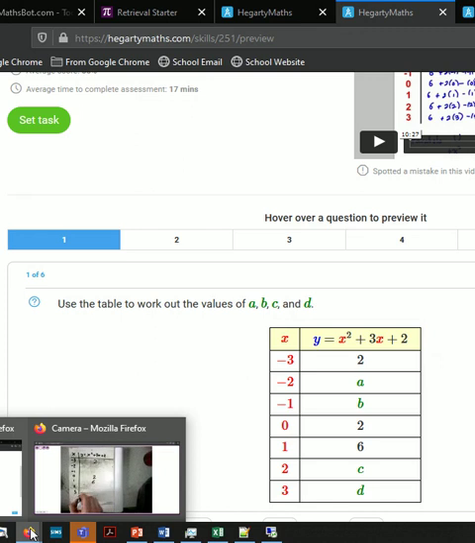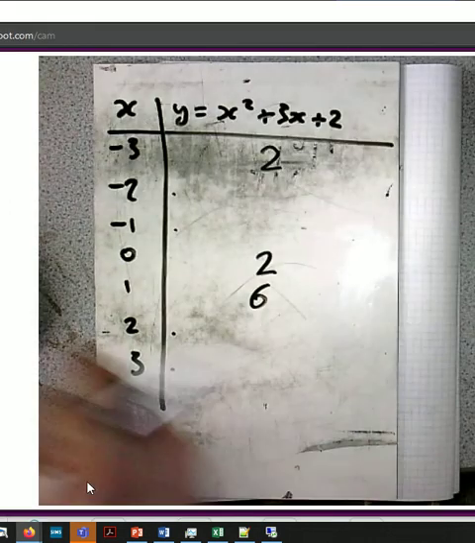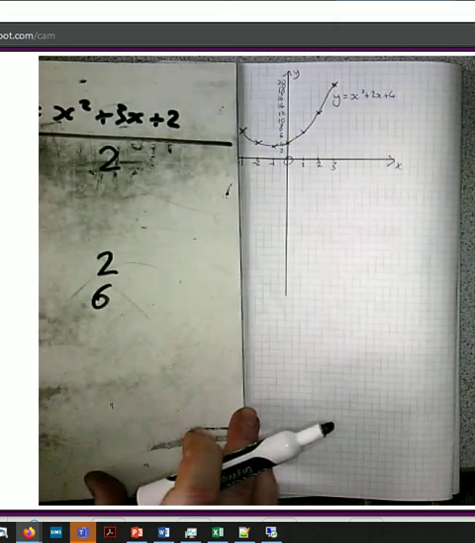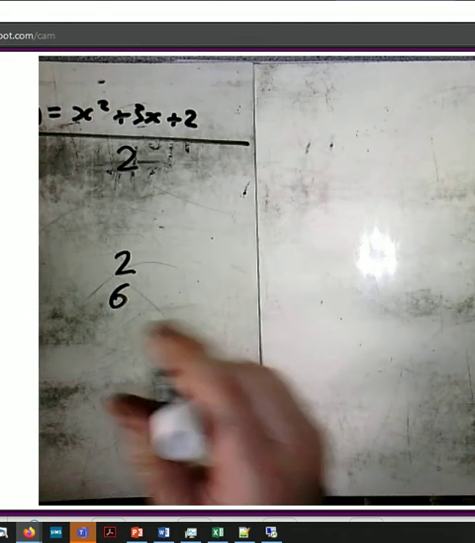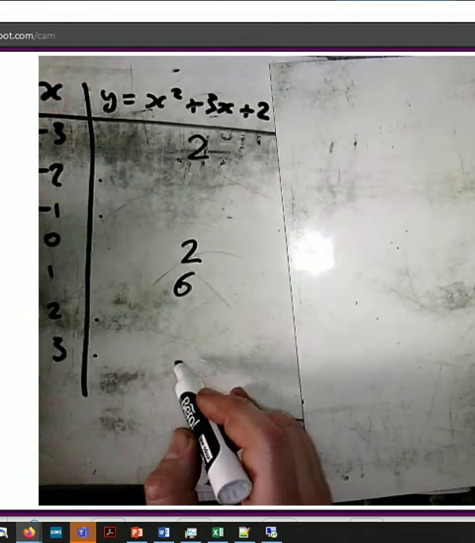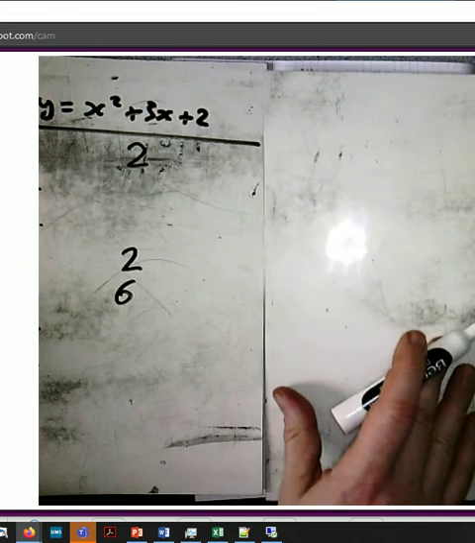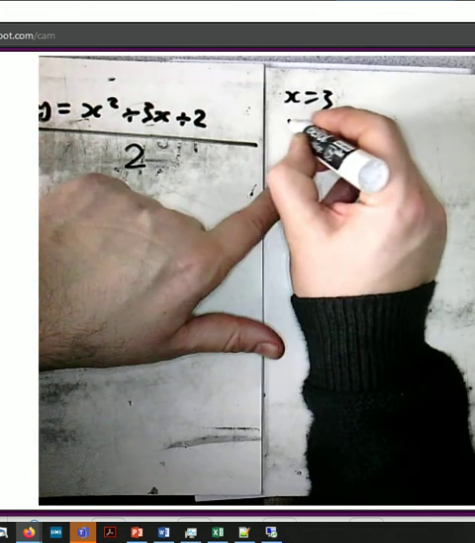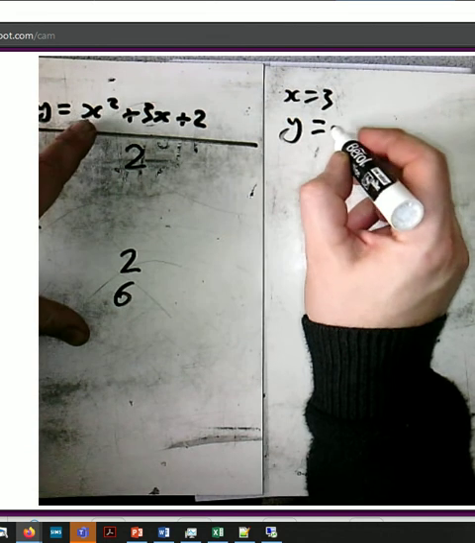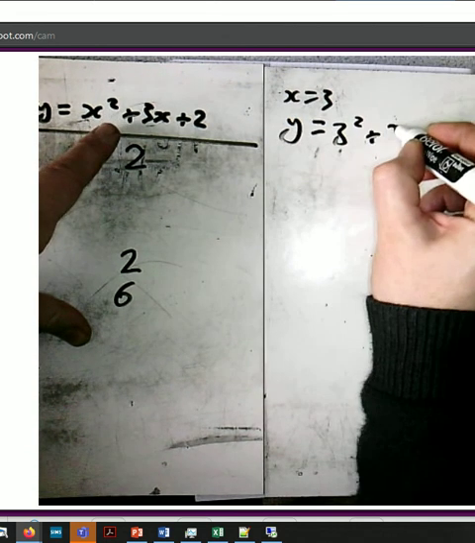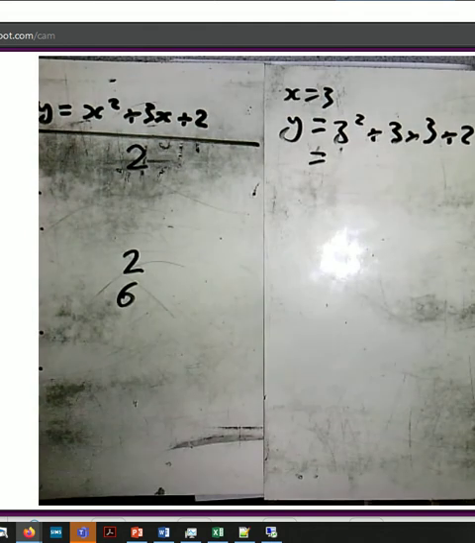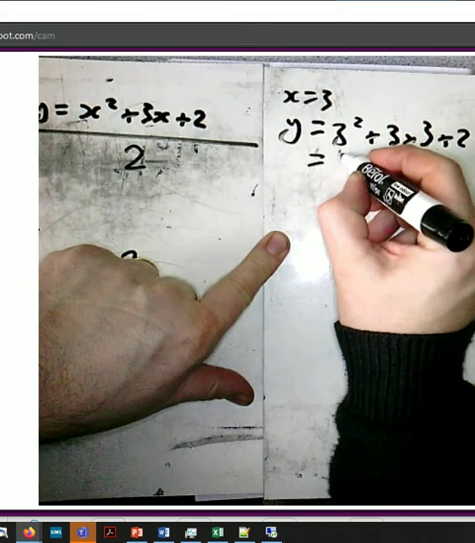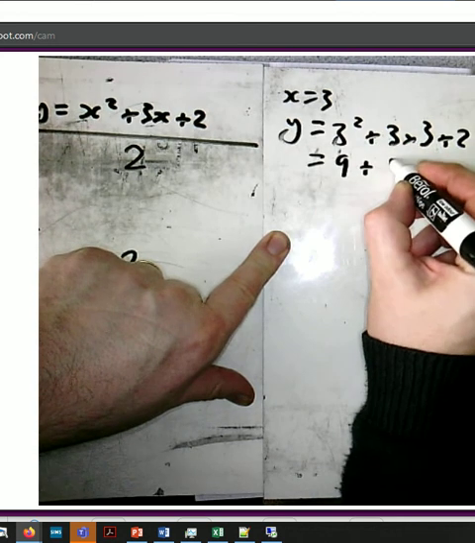Let's work these out. First thing I'm going to do is look at the positives first. So if x is 3, y equals, using the formula I'm given, 3 squared add 3 times 3 add 2. Now remember, squared means times by itself, so that's 3 times 3, which is 9. So 9 and 9, 18, and 2 is 20. So I'm going to put 20 in there.